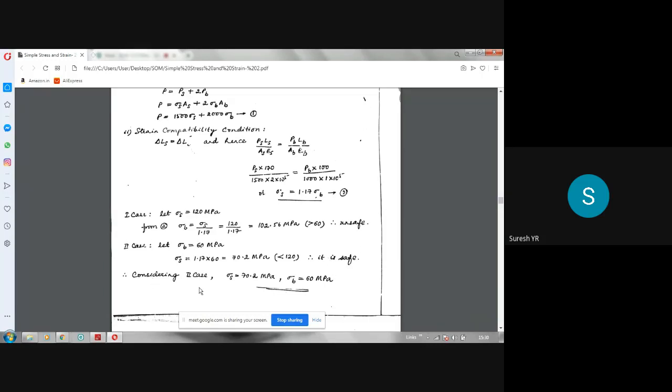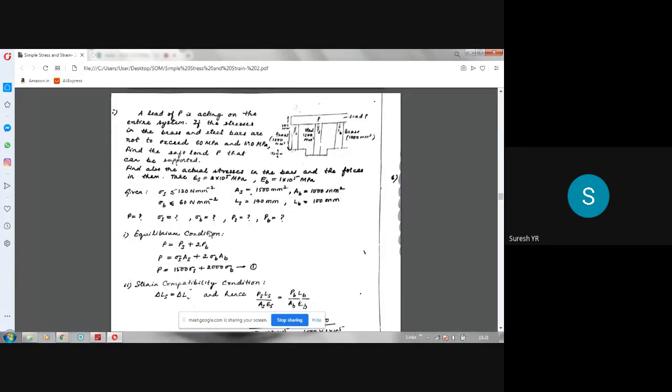So considering the safest condition, the second case, we have got sigma s as 70.2 and sigma b as 60. So this condition only we are using, but we are testing this condition for two cases by taking the highest value in steel and highest value in brass. That is the important criteria here. So in the second case, we have got the safest condition. Therefore, these are the actual stresses.